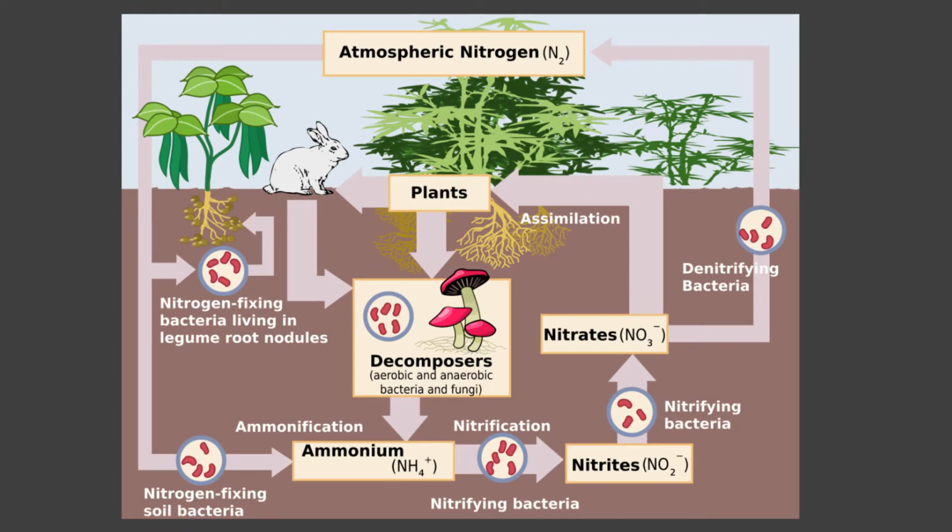So here is the diagram of the nitrogen cycle, and this is the diagram that you should have taped into your notebook right now. And just like we did for the carbon cycle, we're going to start with atmospheric nitrogen. So nitrogen that's in its gas form in the air. And in this case, it's just N2.